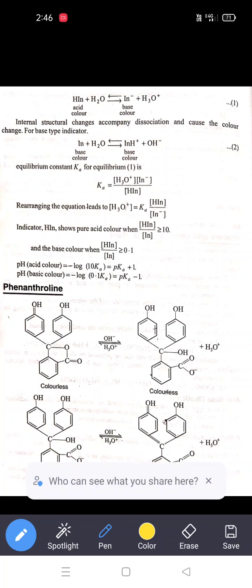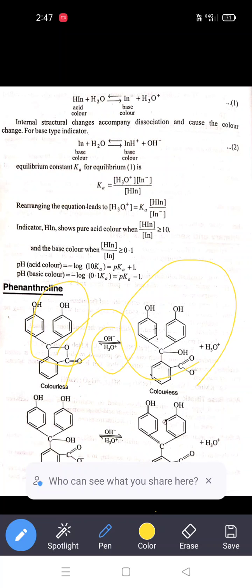Here we take a simple example, phenolphthalein. In its molecular form, it is a colorless compound. So in a reaction with base, what is happening? The lactone ring is opening. We can see here the ionic form, and the ionic form is also a colorless compound.